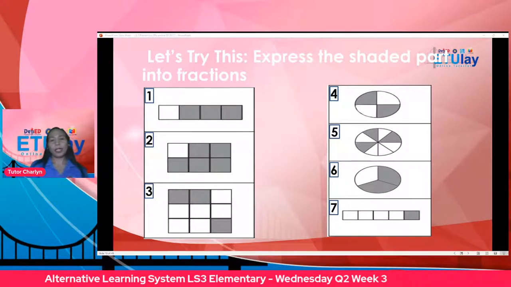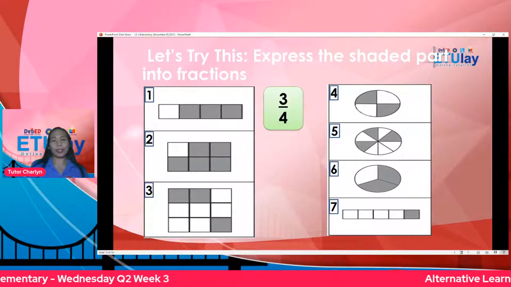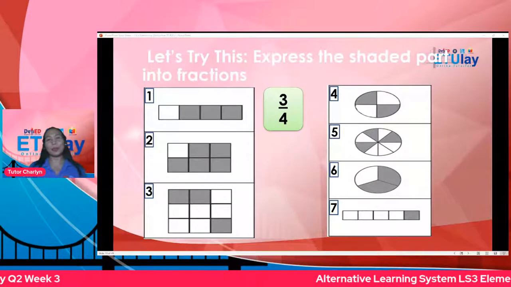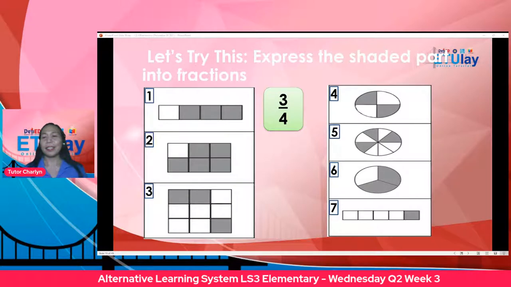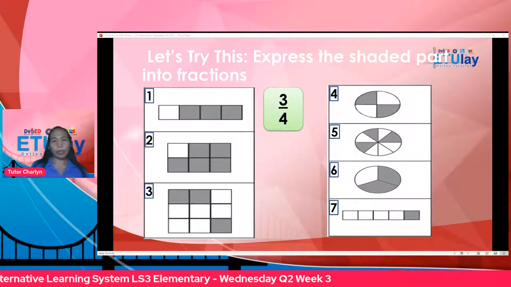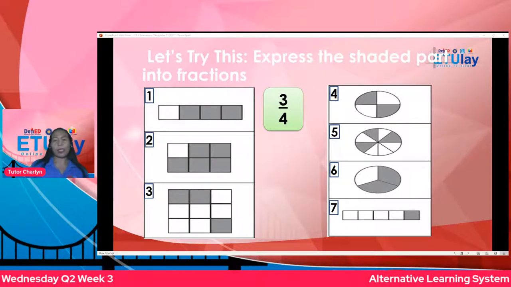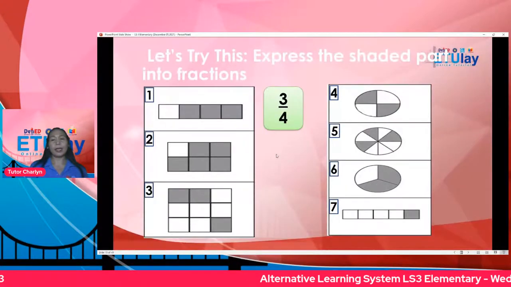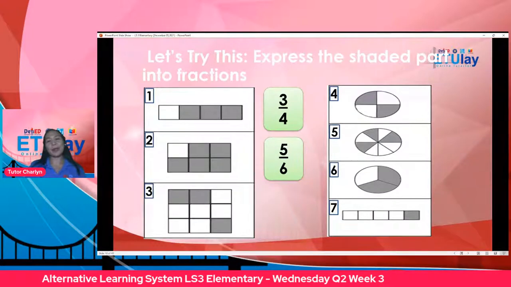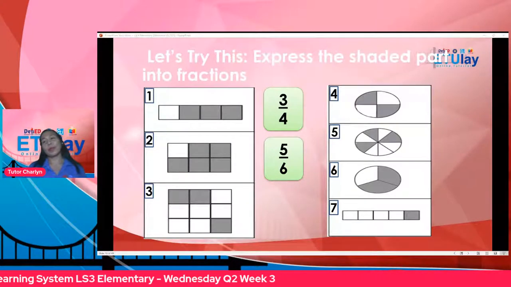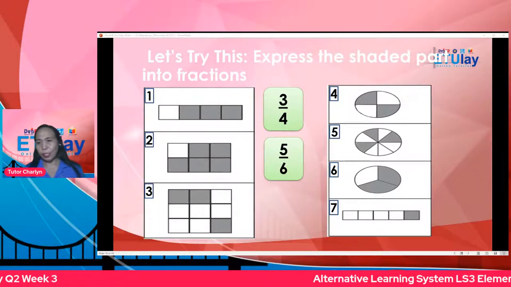So, ang sagot sa number 1 is 3/4. Correct? Ang gagaling. Number 2 po tayo. Ano po kaya ang sagot dyan? Nasa number 5 na yung iba. Okay, number 2 is, marami na silang may sagot na 5/6. How about number 3? Okay, may number 7 na yung iba. How about the others? And number 3, ano bang sagot dyan?